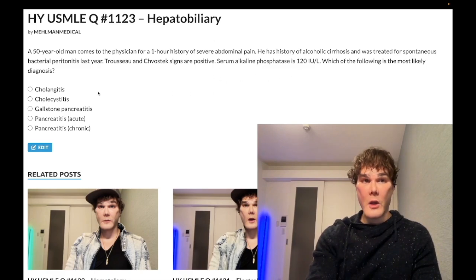ALP is normal. Cholangitis can obviously be bacterial, just ascending cholangitis, or it can be primary sclerosing cholangitis, part of IBD, usually UC. Wrong answer.